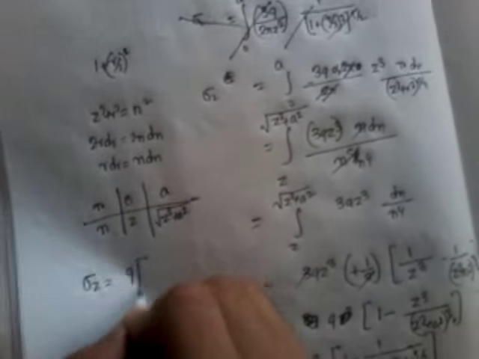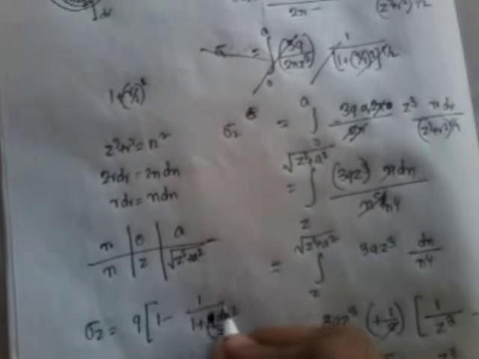Then sigma z will be q times the stress intensity, 1 minus 1 by 1 plus a by z whole square, to the power 3 by 2. Now here we are coming to Newmark's chart.